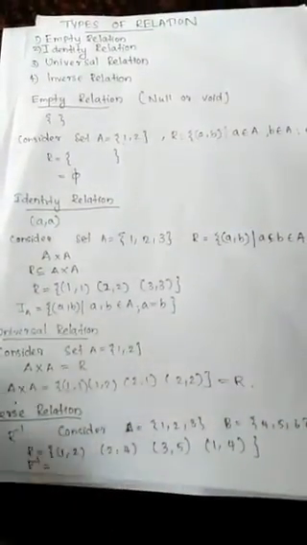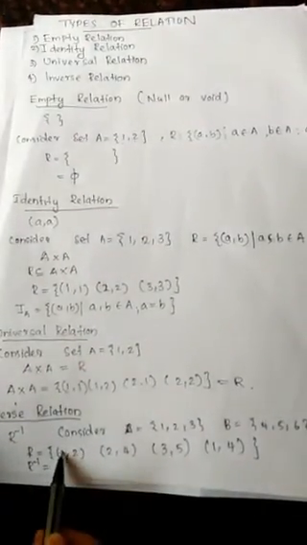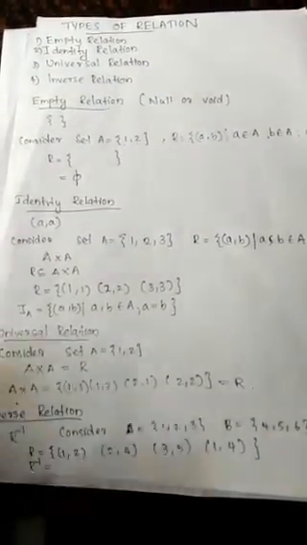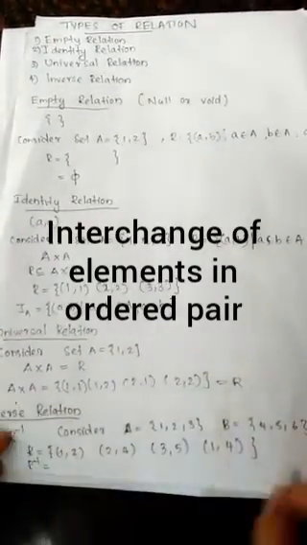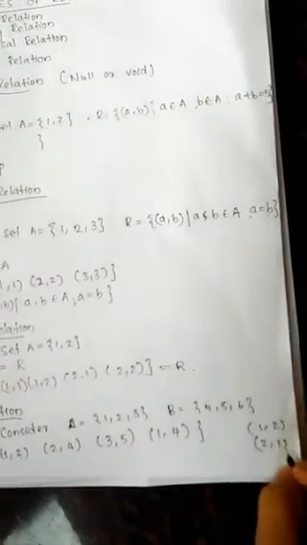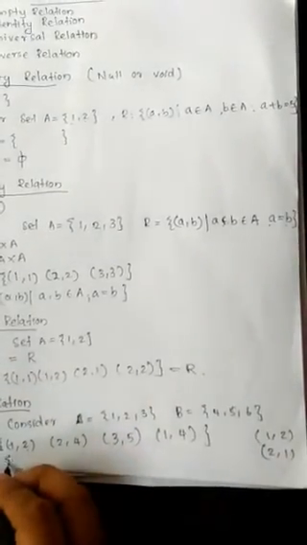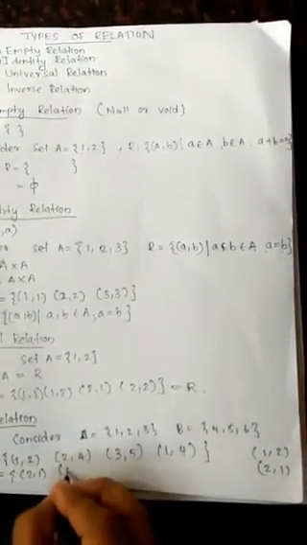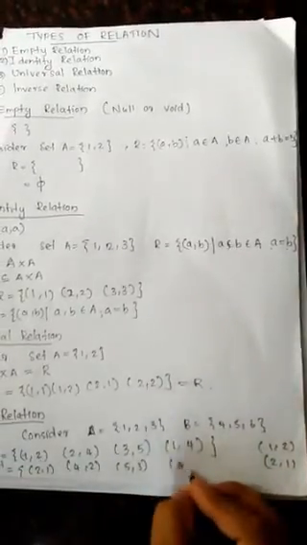Then what will be the inverse relationship? Here we interchange the elements in each ordered pair: the first element changes to the second element and the second element changes to the first element. So the inverse of (1, 2) changes to (2, 1). The inverse of the relation is (2, 1), (4, 2), (5, 3), (4, 1). This is the inverse relationship.